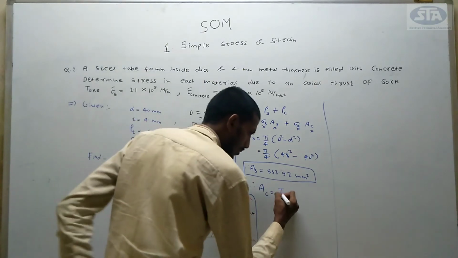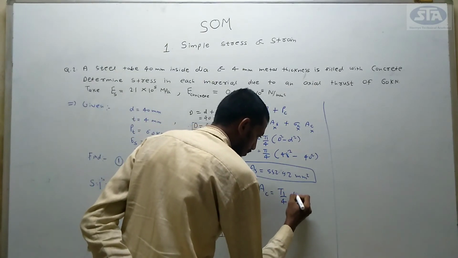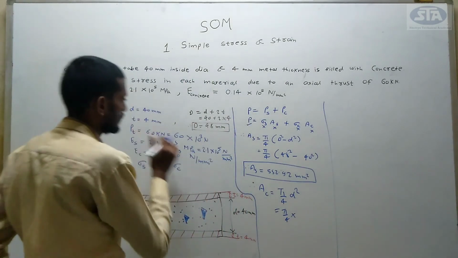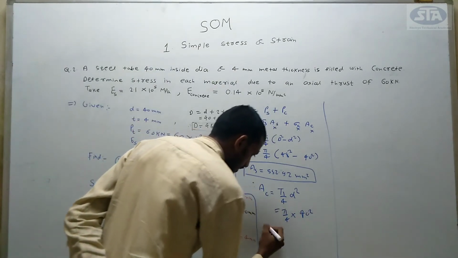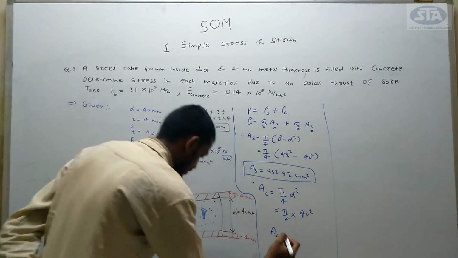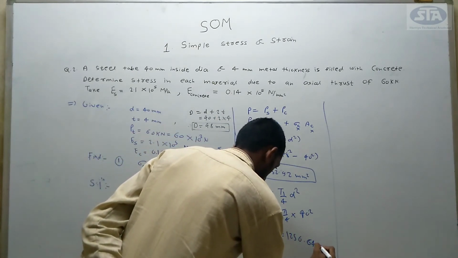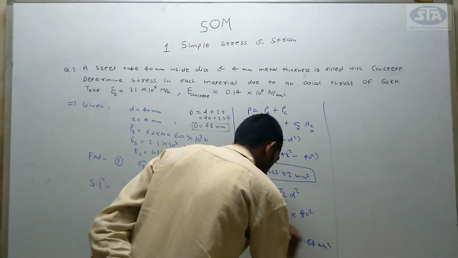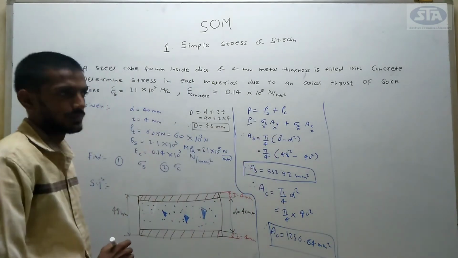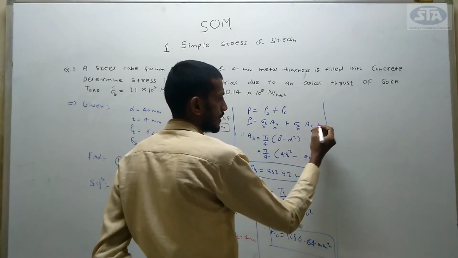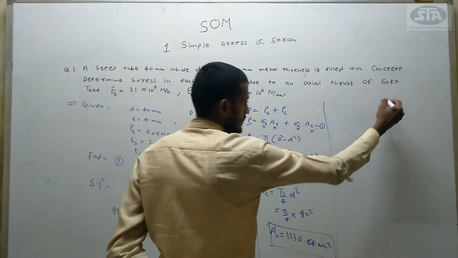So here area of concrete is equal to pi by 4 small d square, that is pi by 4 into 40 square. Therefore area of concrete is equal to 1256.64 mm square. You will get area of concrete. Now put the values of area of steel and area of concrete in this equation. Let us say this is equation number 1.